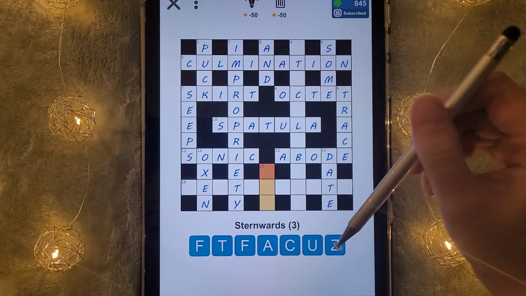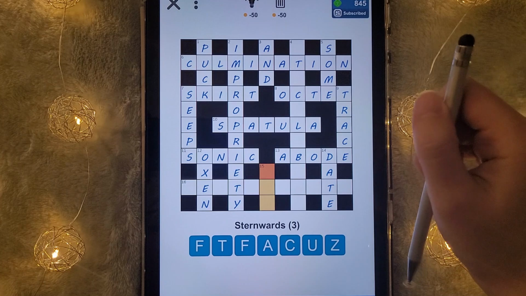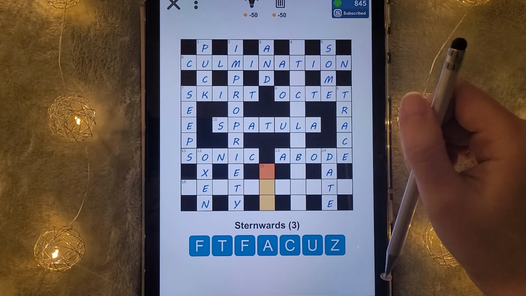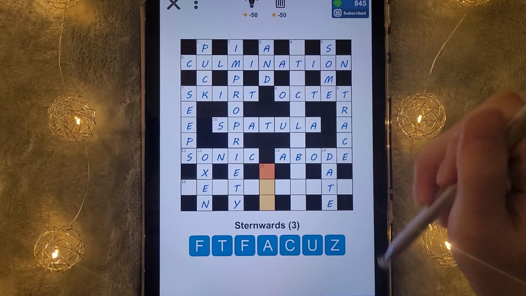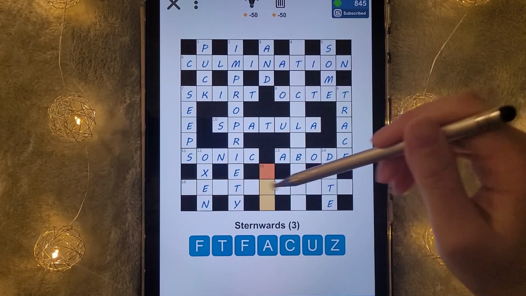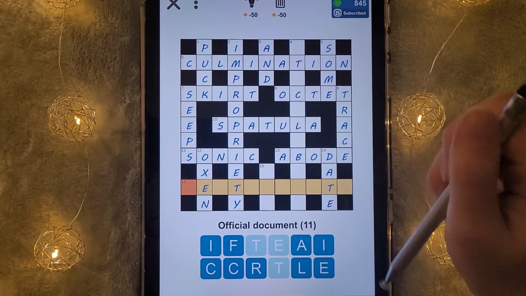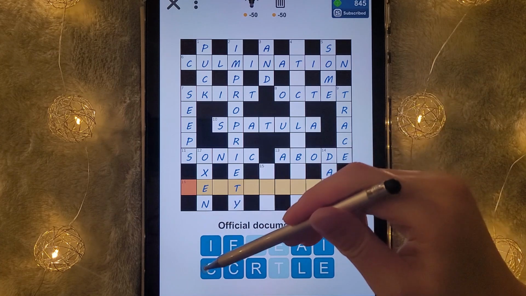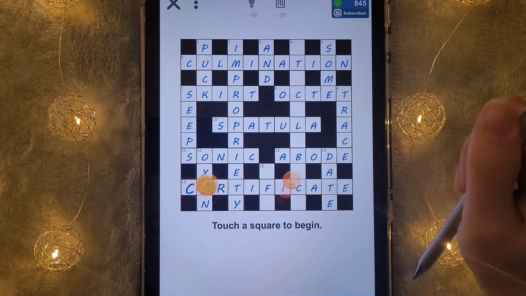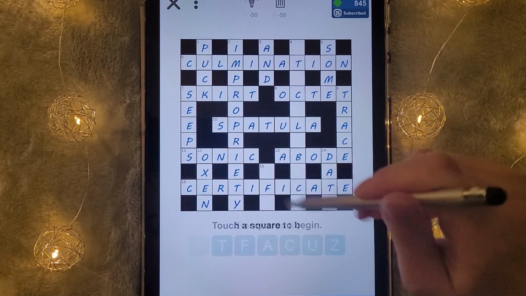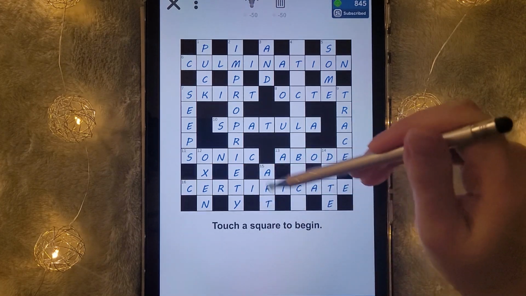Oh, I don't know. Is this like in relation to the boat? I have no idea. I'm gonna just guess act. That is not it. Let's see 16 and see if we can fill in that letter. Official document. Maybe a certificate. Okay. Now let's do this 15 now that we have the F. Maybe aft. There we go.